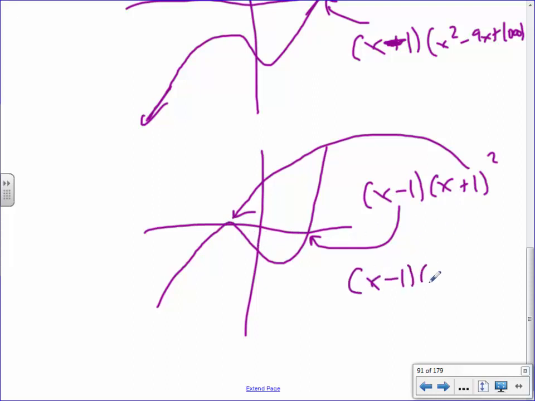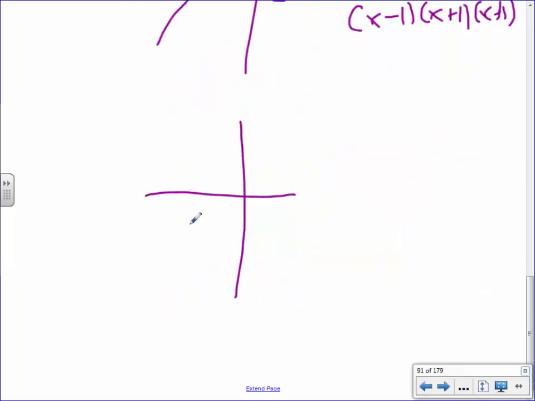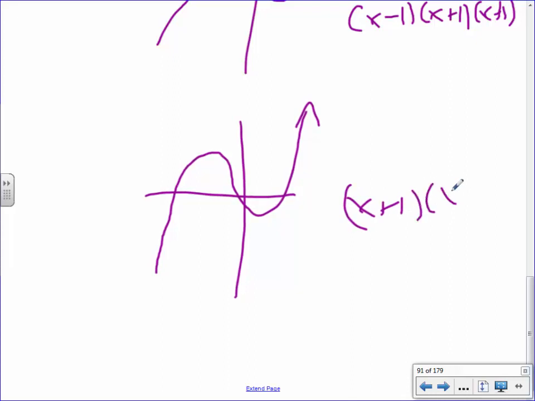If I really wrote it out, it would be x minus 1, x plus 1, and then a second x plus 1. And see how this one counts twice? Because it counts twice, that's why it just barely grazes and just touches the surface there. Third possibility would be, what if it actually managed to come all the way up and keep going like this? Now you might have x plus 1, x plus 4, x minus 2. See how this is your minus 4, this is your minus 1, there's your 2.